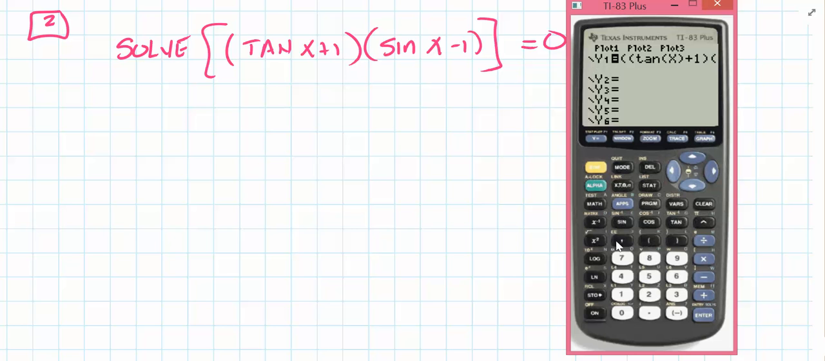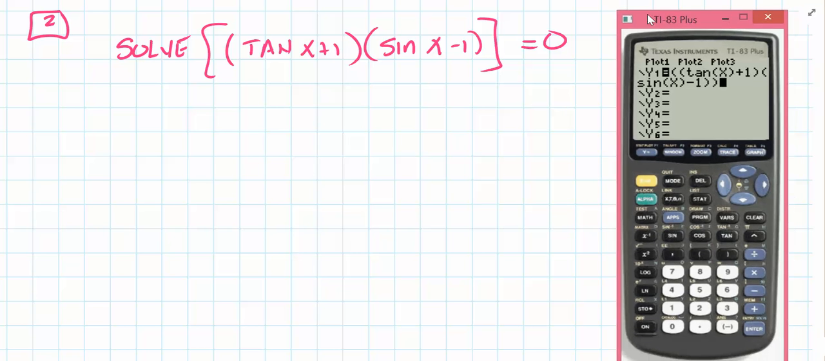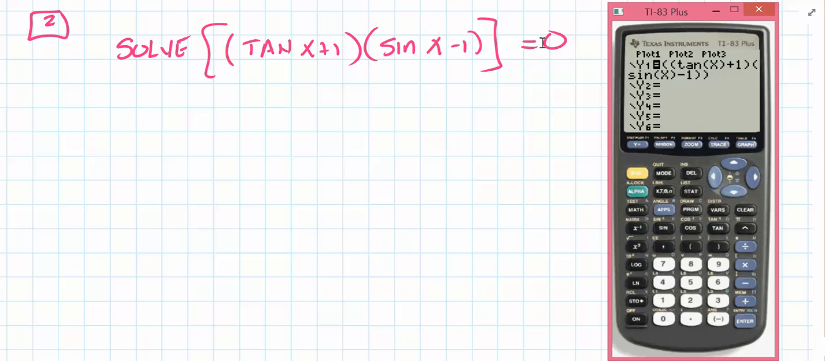Times, and then do sine, x, parenthesis, minus 1, and then 2 on the end to close it out. I do not need to change my window, because my window is the same as last time, and I'm still setting it equal to 0. So I'm still curious as to when this crosses the x-axis.